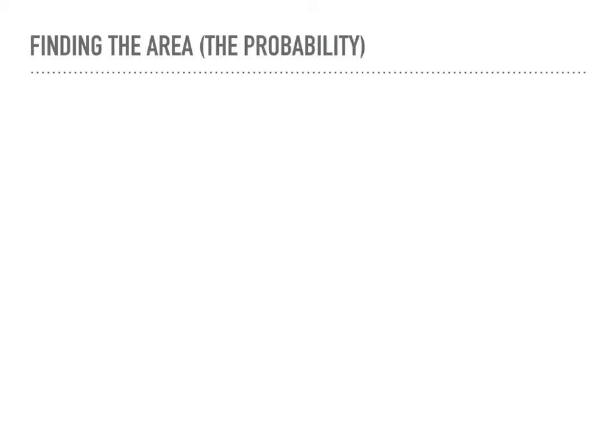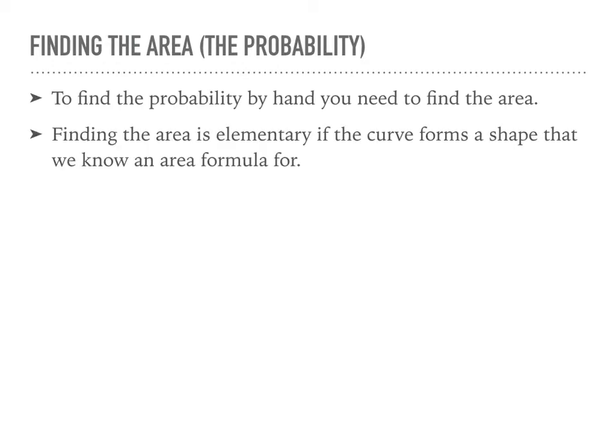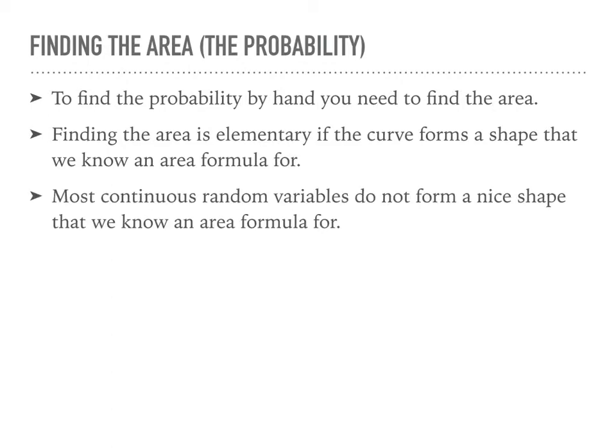We will spend quite a bit of time this chapter discussing finding the area, and remember the area is the same as the probability. To find the probability by hand, you need to find the area. Finding the area is elementary if the curve forms a shape that we know an area formula for. Unfortunately, most continuous random variables do not form a nice shape that we know an area formula for.